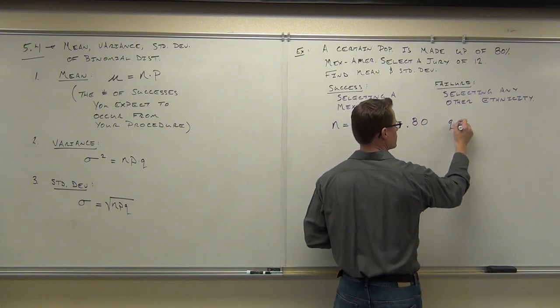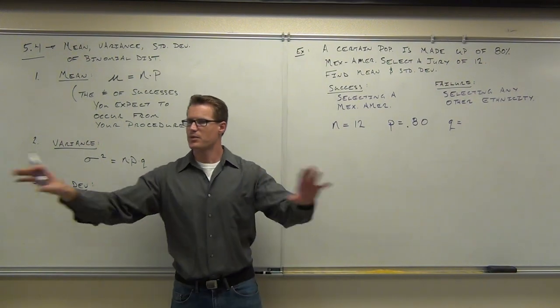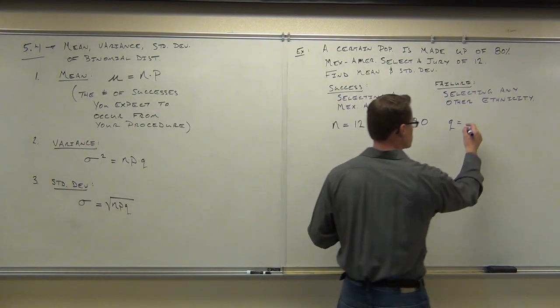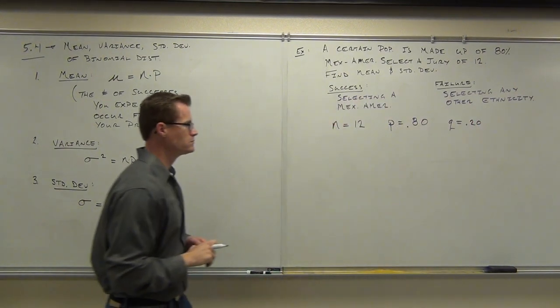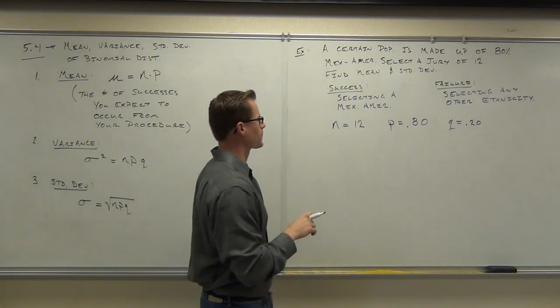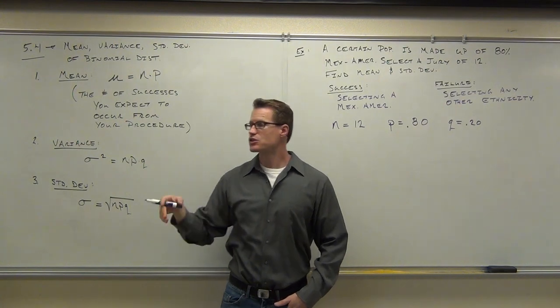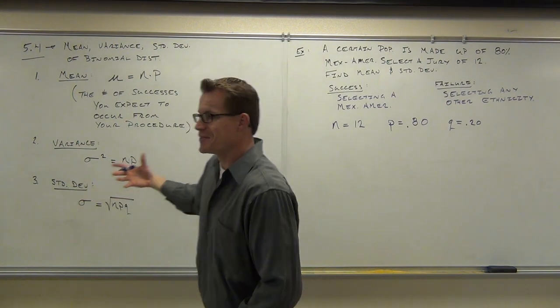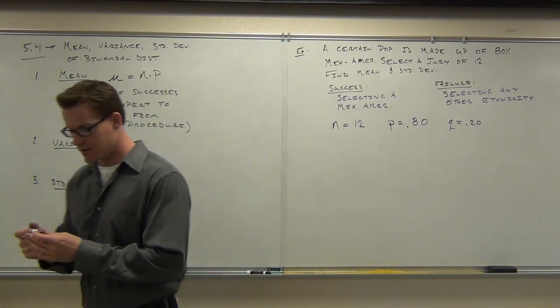Can you tell me what's the probability of failure? 20%. Great, yeah, that's clear, because the rest of our population is not Mexican American. That would be 20%. Raise your hand if you're clear on where these numbers are coming from. Cool. Let's go ahead. We have enough information because we only need these three items to find our mean and our standard deviation. So let's do that together.